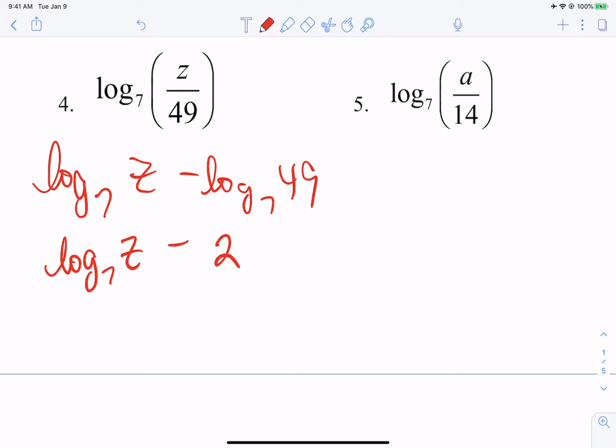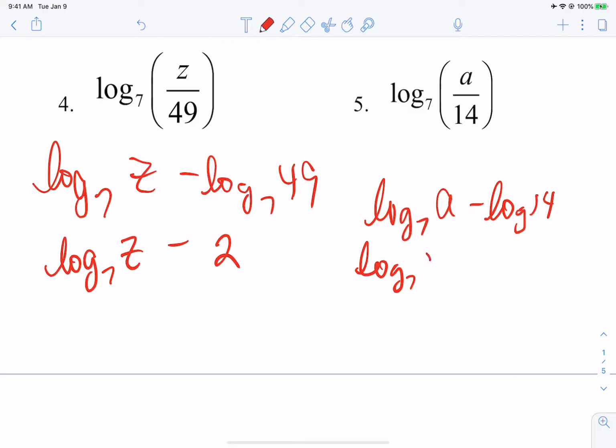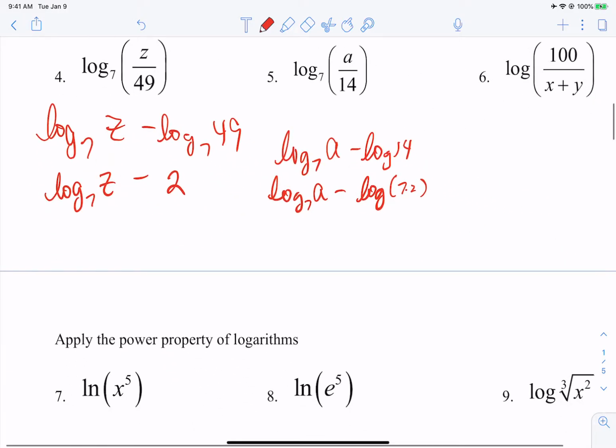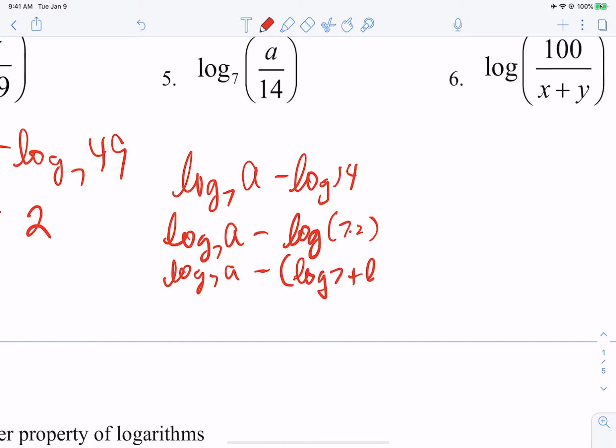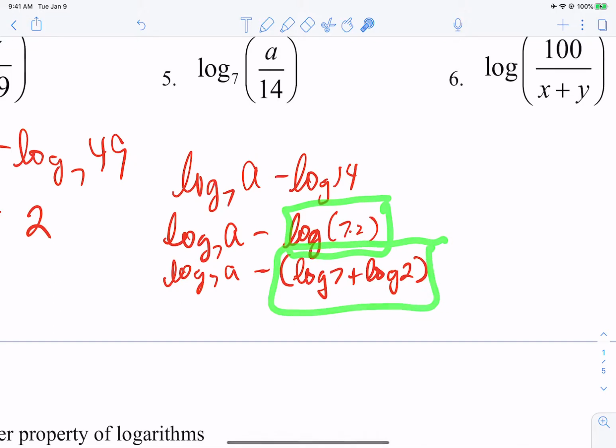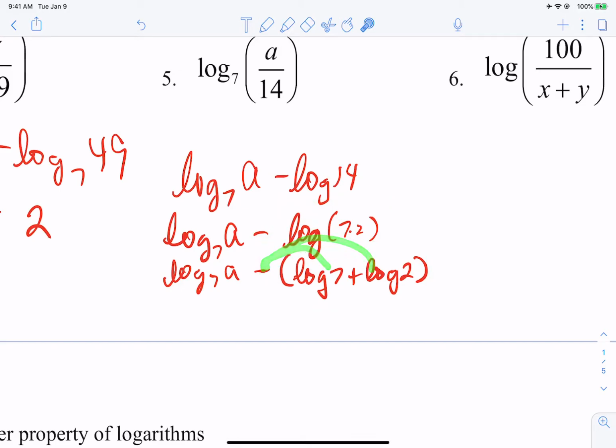So number 5, it would be the log of the top minus the log of the bottom. Now this one was a trick. Here's where the trick comes into play. 14 is 7 times 2. So we could rewrite this, let me get it so you can see that a little bit, as the log of 7 plus the log of 2. Now, the reason I wrote it in parentheses is because this becomes that sum. And so this minus out in front has to distribute to both pieces because both the 7 and the 2, which made the 14, are in the bottom.